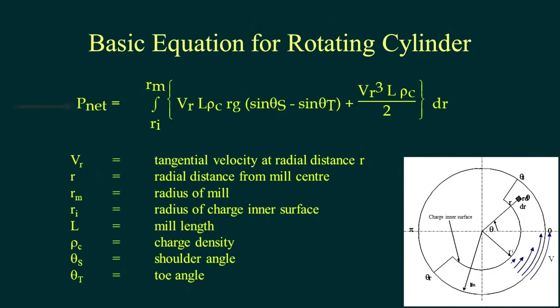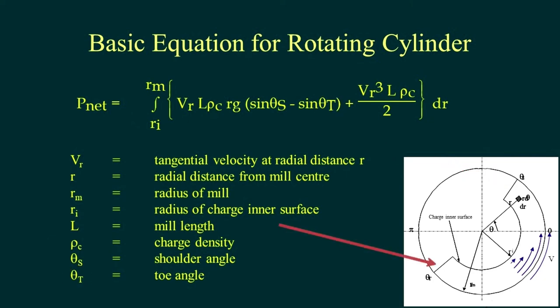And that's the basic equation for a rotating cylinder. Don't worry about the details in here, but it's got all the elements that you could expect: velocity, the length of the cylinder, that's the density of the charge, that's the radius, gravitational constant. Theta S is the angle of the shoulder, which defines that point. Theta T defines that point.